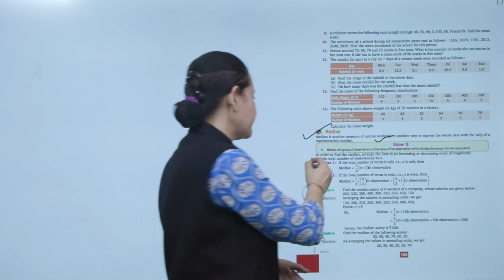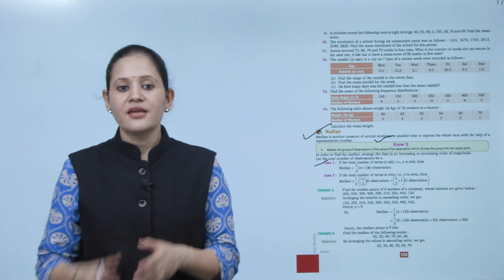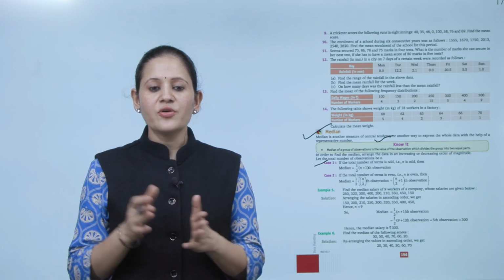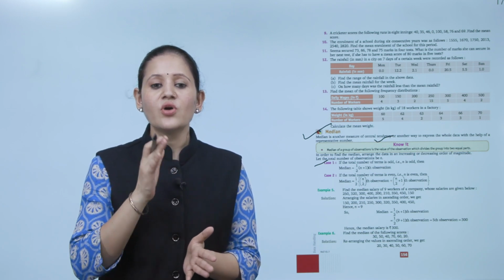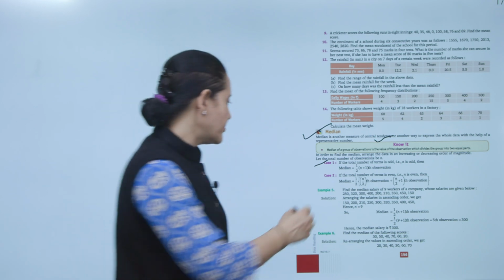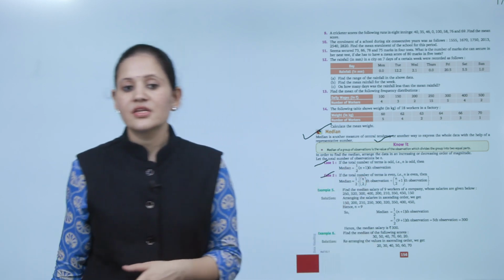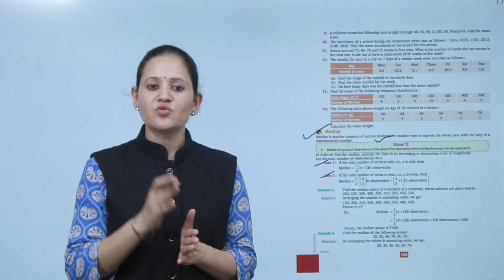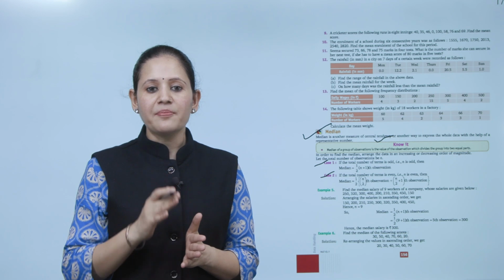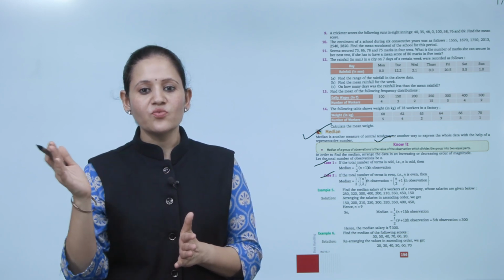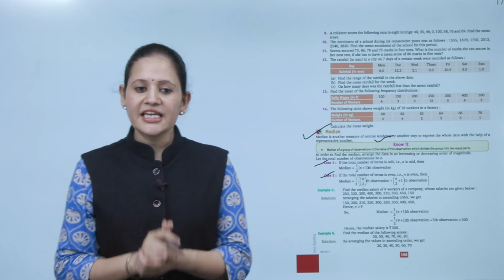Case 1. If the total number of terms is odd, what will the median be? 1 by 2 multiplied by (n plus 1)th observation. Case 2. If the total number of observations is even, then median equals 1 by 2 of the (n upon 2)th observation plus the (n upon 2 plus 1)th observation. We'll take an example here.